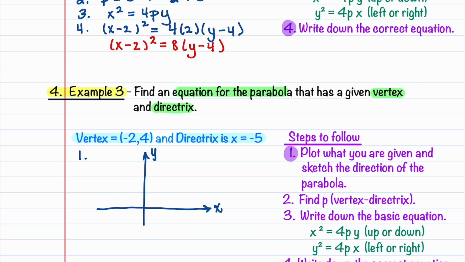Let's start by plotting the vertex, minus 2, 4. I'm going to put that right here. And then the directrix is minus 5. So let's see, this is minus 2, minus 4. Let's extend our graph here. That's about minus 5. So let's put our directrix right here. Let's go back up here and let's label our vertex, minus 2, 4. And let's label the directrix, x is equal to minus 5.